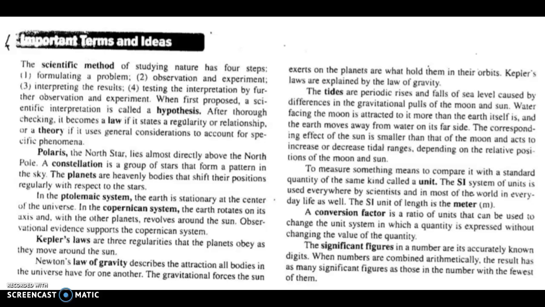The first listed here is the scientific method, and it's the method of studying nature. It has 4 steps: formulating a problem, observation and experiment, interpreting the results, and testing the interpretation by further observation and experiments. You find that the scientific method is not an absolute all-knowing process. It is the method of continual development of reliable information. That's all it is.